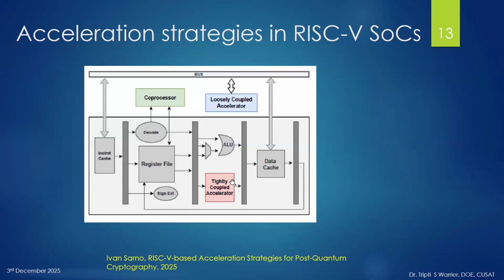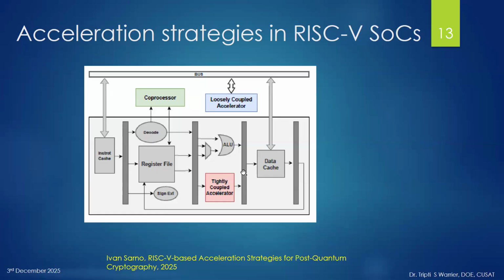One particular methodology is to include the accelerator into the RISC-V pipeline itself. That is fetch, decode, execute, and in the execute stage, along with the ALU, you can have execution units which are specific to your domain. So that is a tightly coupled accelerator.